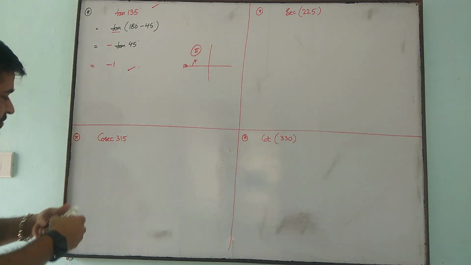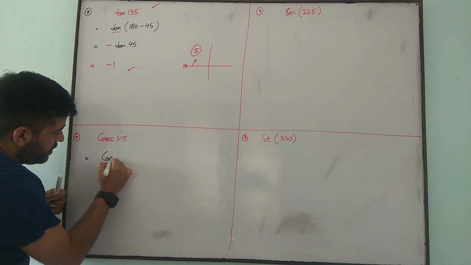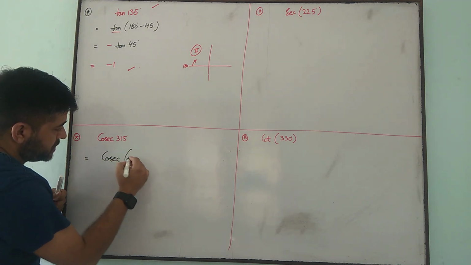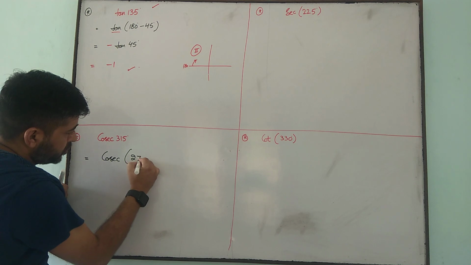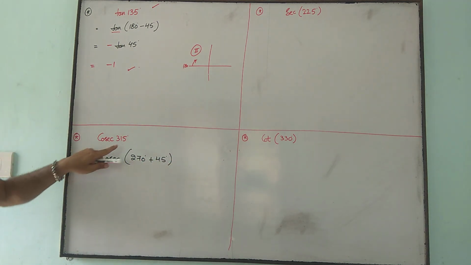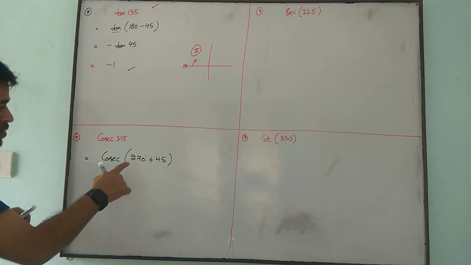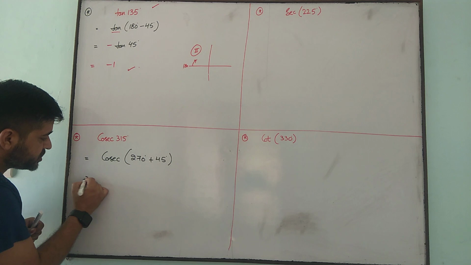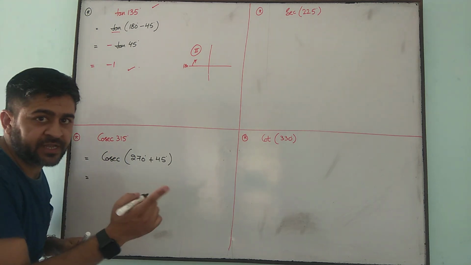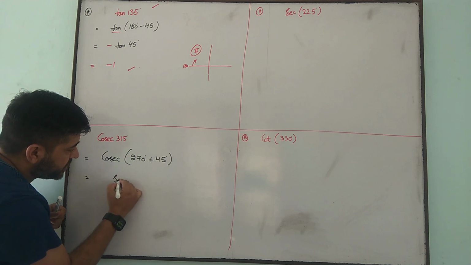Cosecant 315, that is cosecant 270 plus 45. 270 plus 45 will be 315. So with 270, the function will be changed. With 90 or 270, we have to change the trigonometric function. Cosecant will be changed into secant 45.